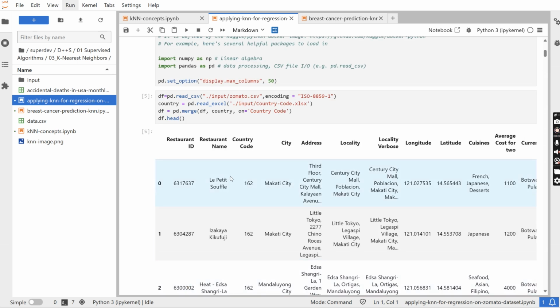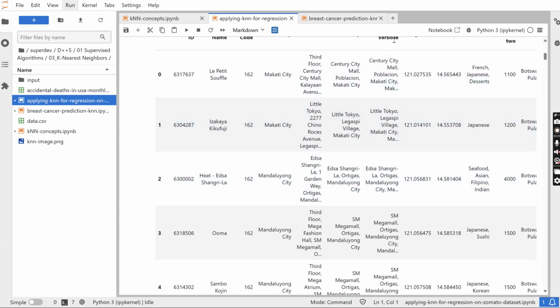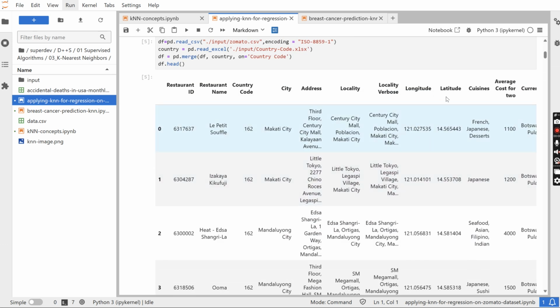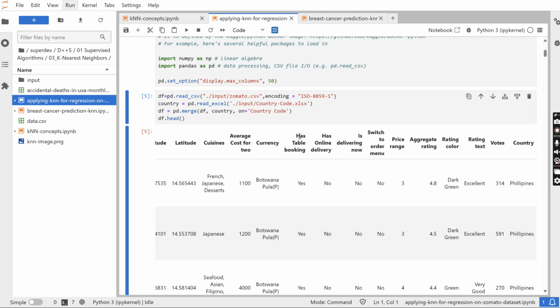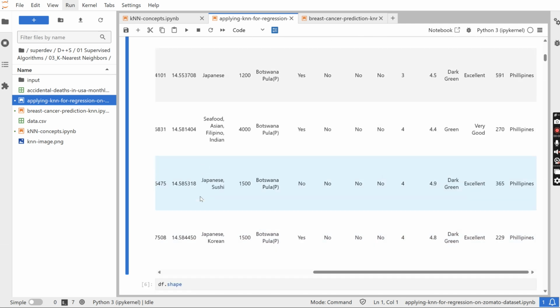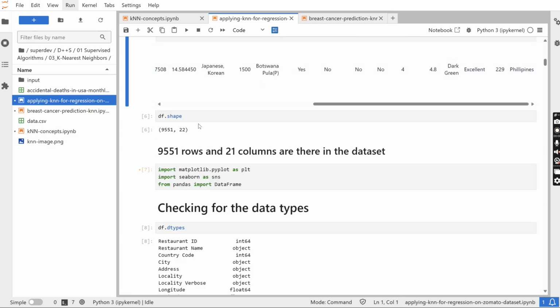So for that, we have data on restaurant ID, name, country code, a lot of text based information, longitude, latitude, cuisines, and the average cost for two, and then currency, and some features, whether there is table booking, whether there is online delivery, whether they are delivering now, price range, and aggregate rating, the already existing rating, rating color, excellent, votes, country, so basically Philippines data. Based on this, we have to predict the average rating.